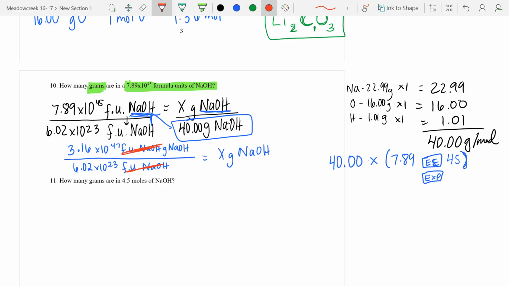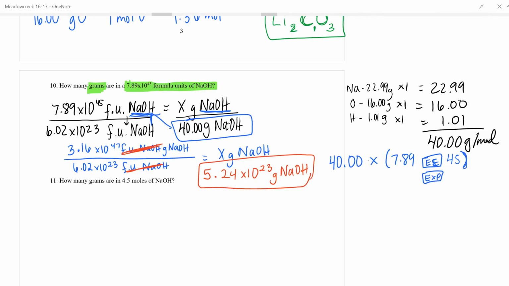So we're going to take 3.16 times 10 to the 47, and we're going to divide it by 6.02 EE 23, close our parenthesis, press enter, and our final answer should be 5.24 times 10 to the 23 grams of sodium hydroxide. That's just a little review from last time.